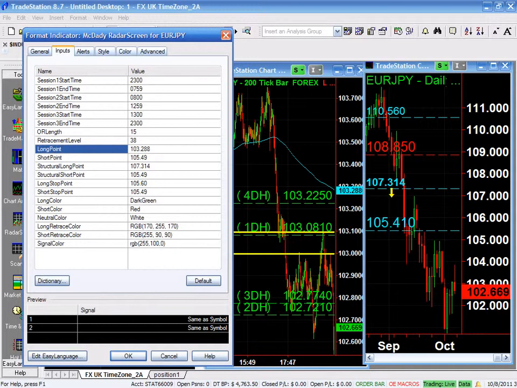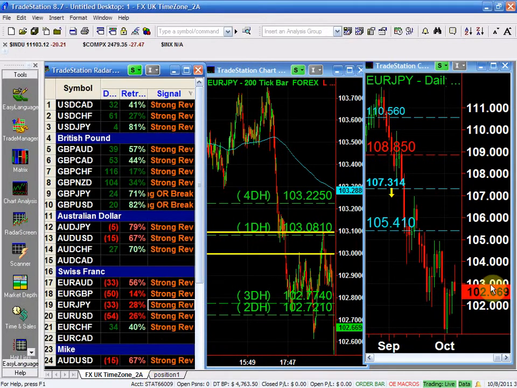And if I buy it here, I'm going to place my stop below the 103. I'm risking about 28 pips on that trade. That's on the long side. My structural long is the 105.41, which is right there. And on the short side, where are we going to go short?